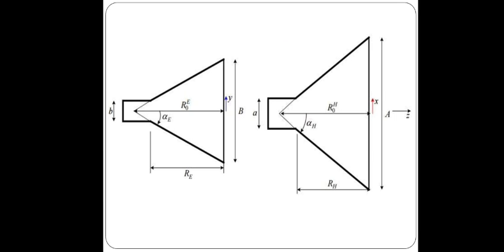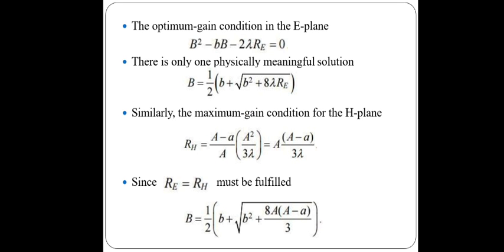So now these are the H sectorial and E sectorial horns. Now the optimum gain condition. According to that, b squared minus bB minus 2 lambda RE equal to 0. This is the E plane condition. From that relation, you apply the formula for a x squared plus b x plus c equal to 0 to find the roots. Then there is only one physically meaningful solution. We get b equal to half into (B plus the root of B squared plus 8 lambda RE).